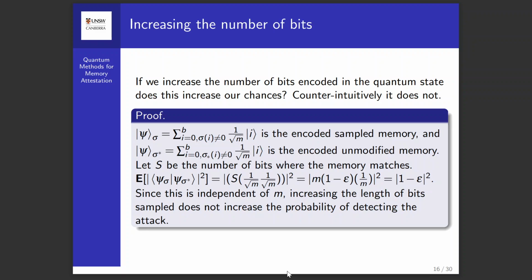So if you say S is the number of bits where the memory matches, you can show that S is about equal to the number of bits, positive bits, times the chance to flip a bit, and then the coefficients, and then the m's cancel out, and you're basically just left with 1 minus epsilon squared. So this is really counterintuitive: your chance of detecting that the vectors are different doesn't increase as you sample more bits. So the only way you can increase the efficiency of this algorithm that they're proposing is just run it more times. So I don't think that was appreciated when they made that.